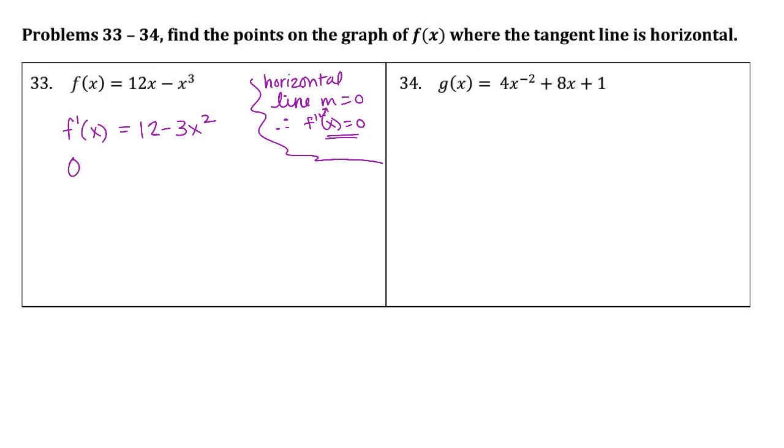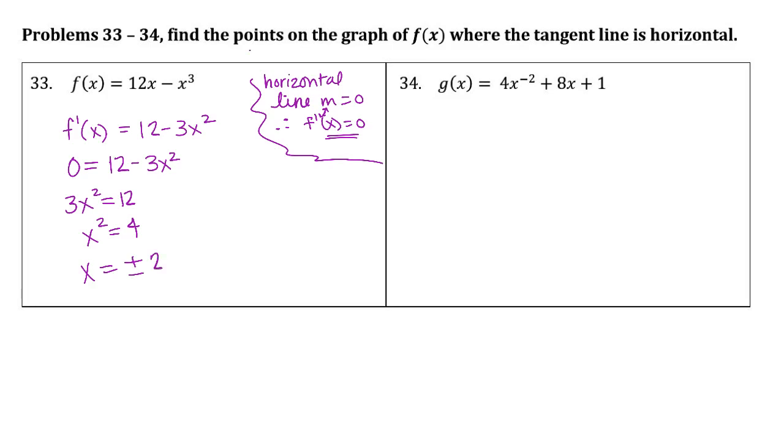So here we're going to have 0 equals 12 minus 3x squared. I'm going to add 3x squared over. Divide by 3. Now be super careful here. We're going to take the square root of both sides. So that means x is equal to plus or minus 2.